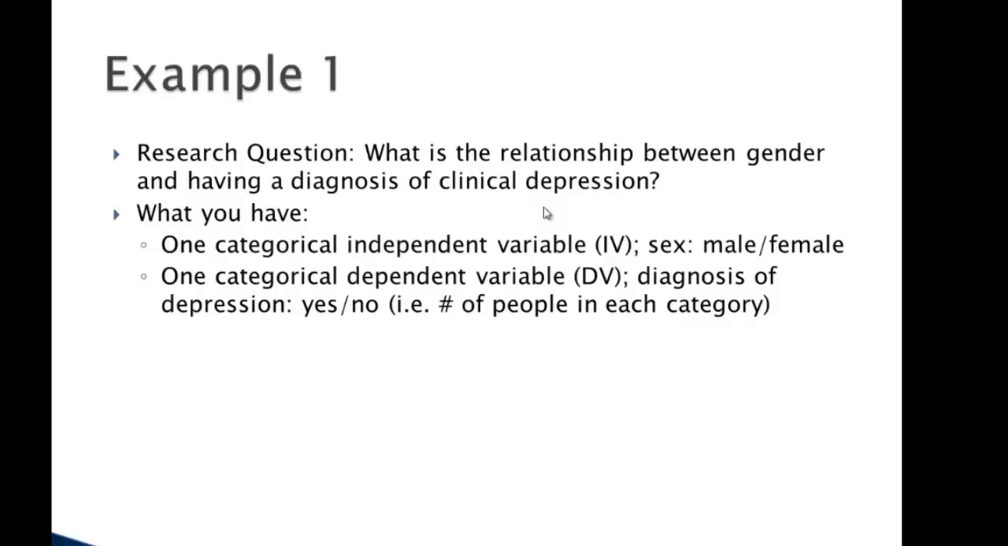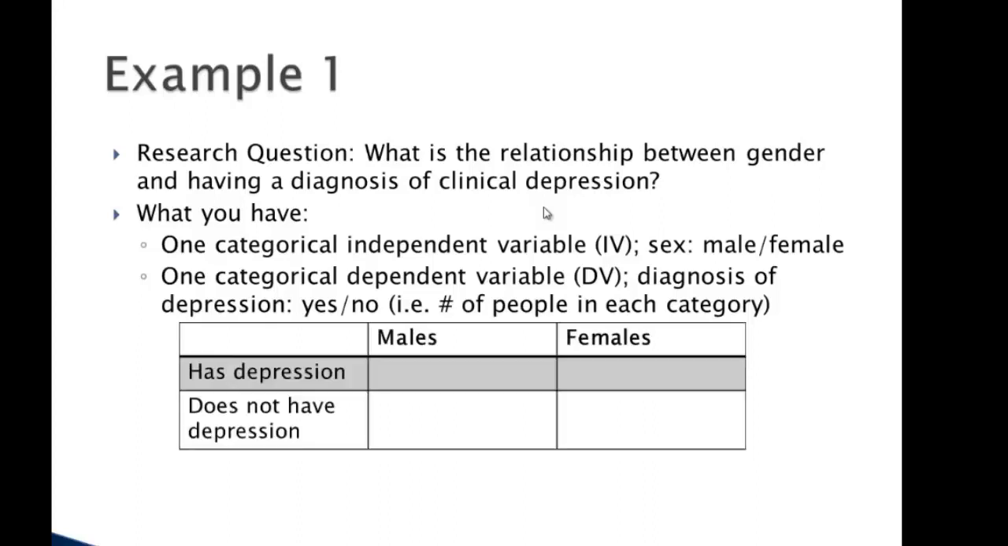And so to graph this out, we could draw this table. So again, here in the columns are our independent variable, gender, male versus female. And in our rows, we have our two potential outcomes, the two levels of our outcome, either has depression or does not have depression.